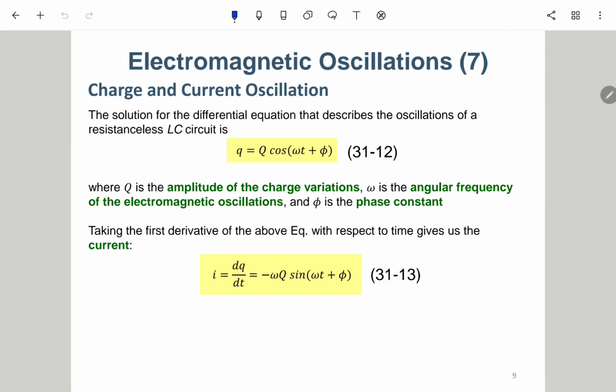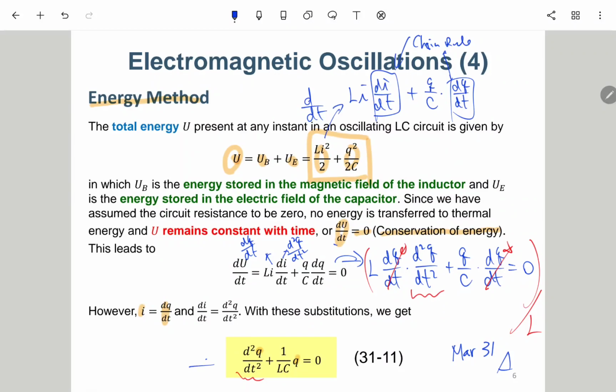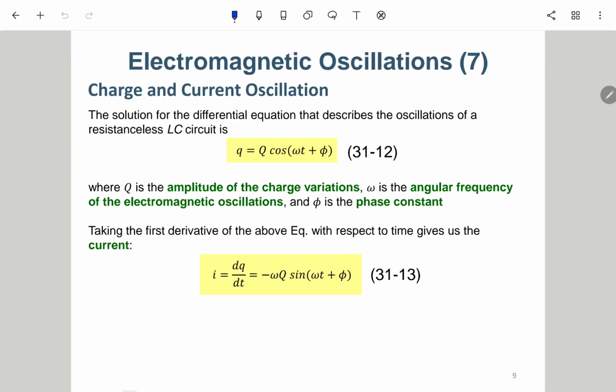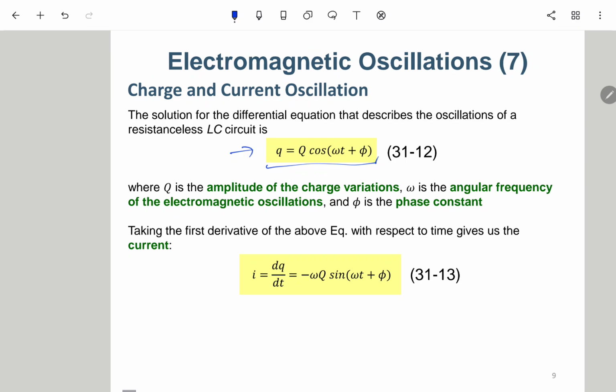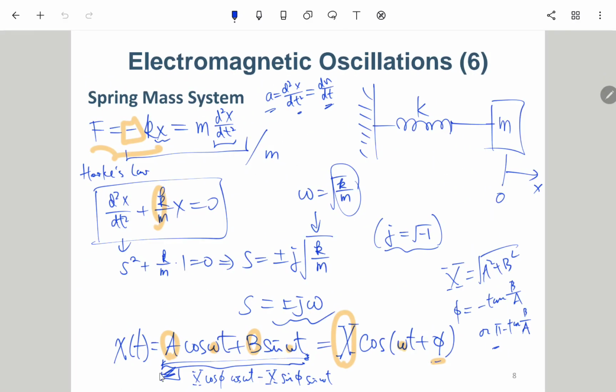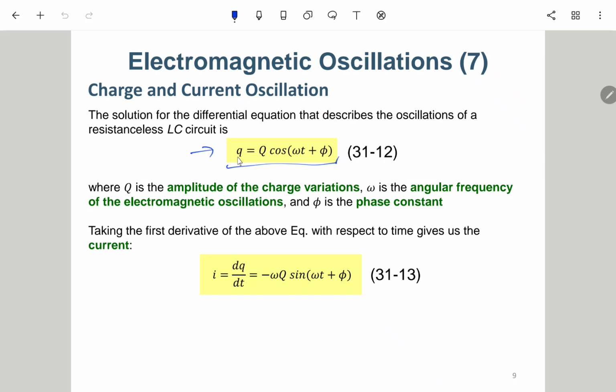Okay, so in the textbook it just shows you that from this second order constant coefficient ODE, the solution will be like this. Okay, so we just change the form. Here we have x of t equals x times cosine omega t plus phi. So here we just write it as q equals capital Q. This is the magnitude, this is the amplitude, this is the 振幅, times cosine omega t plus phi. Okay, so this is the oscillation.